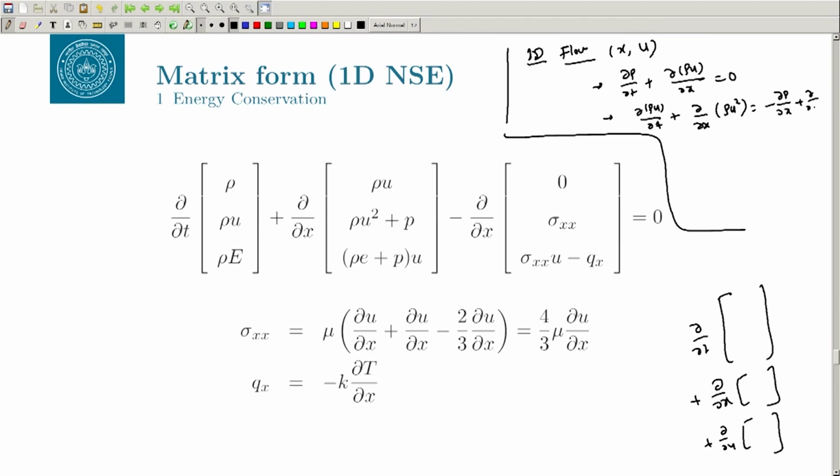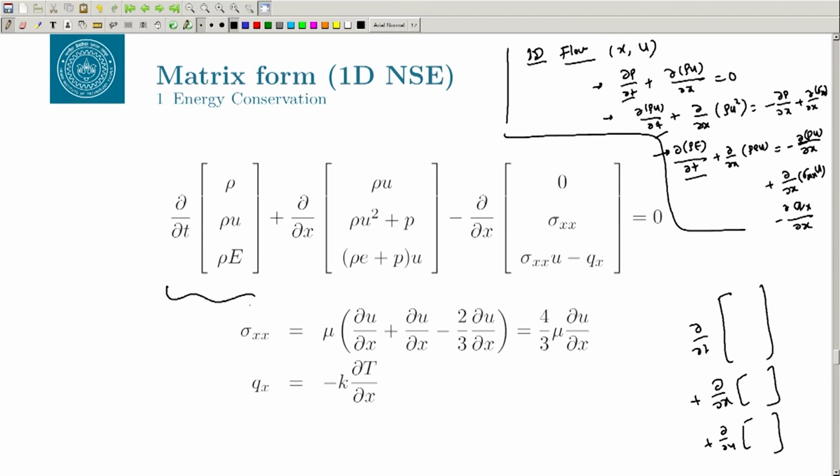So, del by del x sigma x x, right, and similarly the energy term will be del rho E by del t, where E contains both the kinetic energy and the internal energy term, plus del by del x of rho E u, equal to minus del p u by del x, plus del by del x of sigma x x u, and then there will be a thermal conductivity term, which is basically del q x by del x, right. So, we will collect all the d by dt terms here.